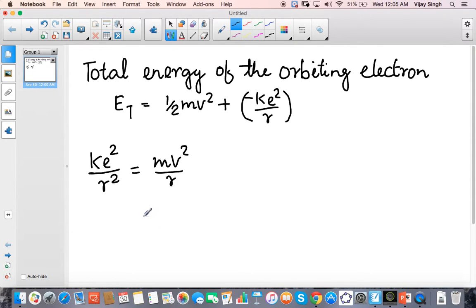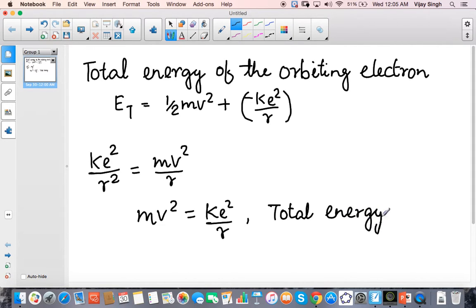Now from here, what are we going to deduce? We are going to deduce that mv squared is equal to ke squared over r. So now the total energy becomes, again represented by ET, equal to half mv squared, and we know that mv squared is ke squared over r. So I would replace mv squared with ke squared over r.